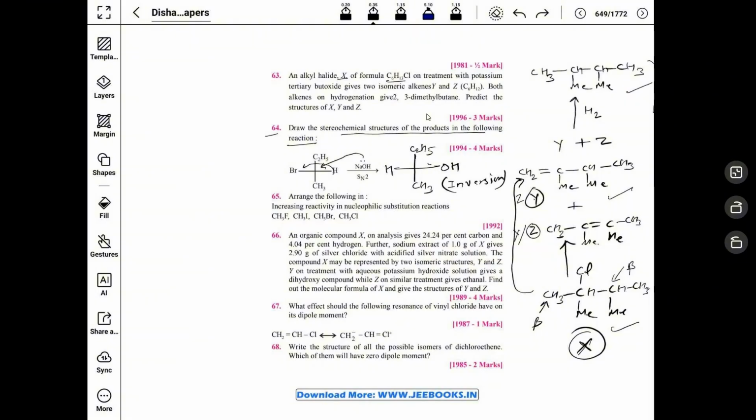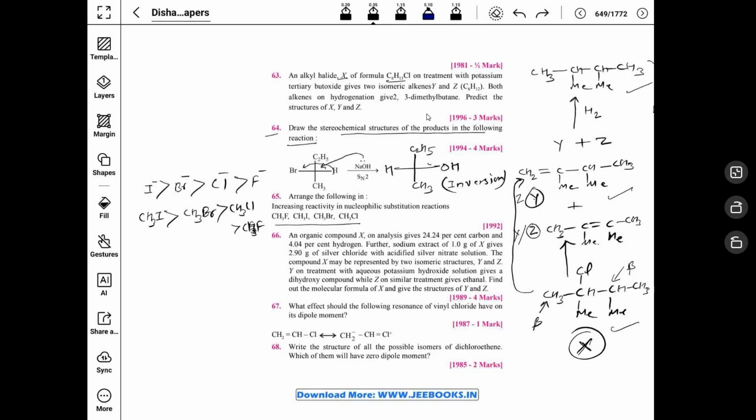Now arrange the following in increasing order of reactivity in nucleophilic substitution reactions. We know that nucleophilic substitution reactions are favored if the leaving group is stable, and the stability order is iodide is more stable than bromide, bromide is more stable than chloride, and chloride is more stable than fluoride. Therefore, the order of reactivity will be CH3I will react faster than CH3Br. So there is no exception.